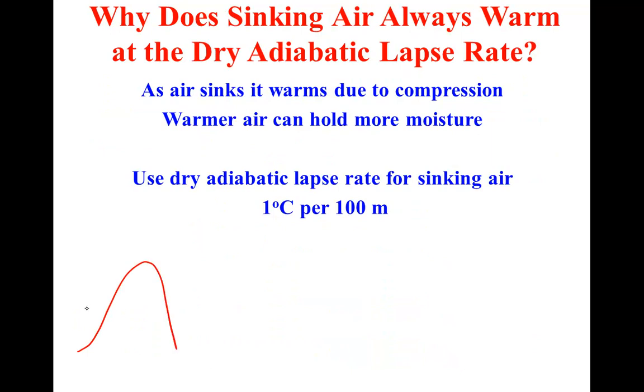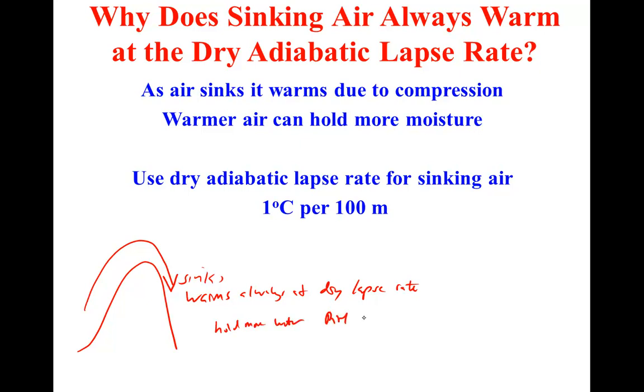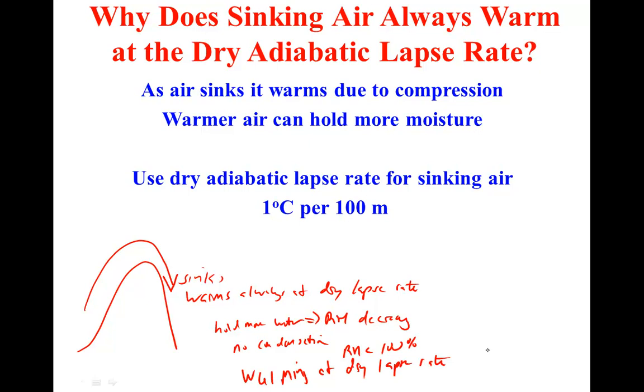Now, once air gets up and over the mountain, it sinks. And as it sinks, it warms. And it always warms at the dry adiabatic lapse rate. This is because as air warms, it can hold more water. In other words, relative humidity is decreasing as the air mass warms. Condensation is not occurring. There's no condensation. Relative humidity is less than 100%. So the air mass is warming at the dry lapse rate. Again, the dry lapse rate is 1 degree Celsius per 100 meters.